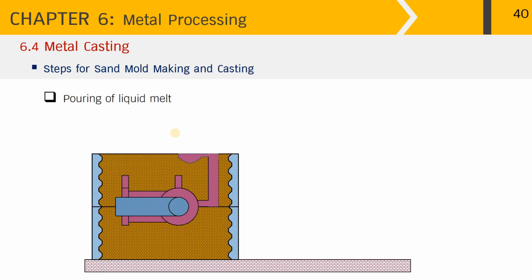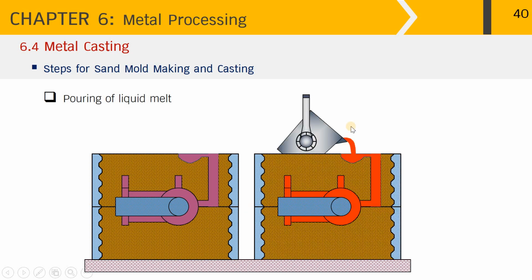Before pouring the liquid melt into the sand mold, you have to make sure that there is enough weight to put onto the cope. Otherwise, the pressure built up inside will lift up the cope, and then the molten metal will get through the parting line and spill out. Once the melt is ready, pour it onto the basin, and it gets through the sprue and runner and into the mold cavity.